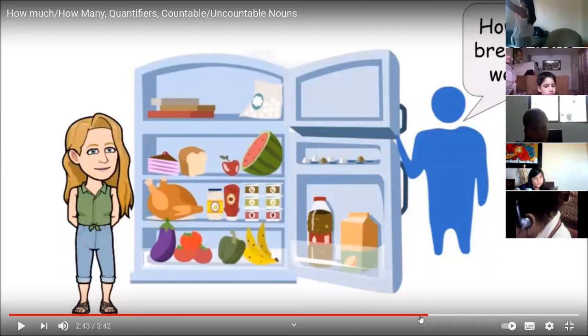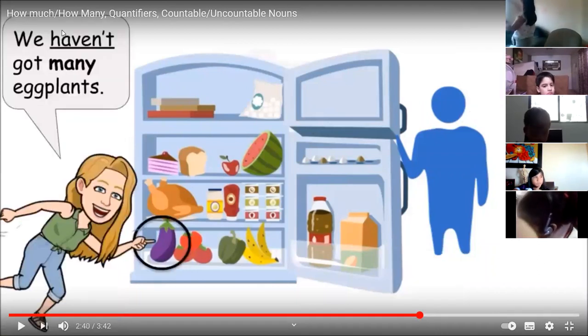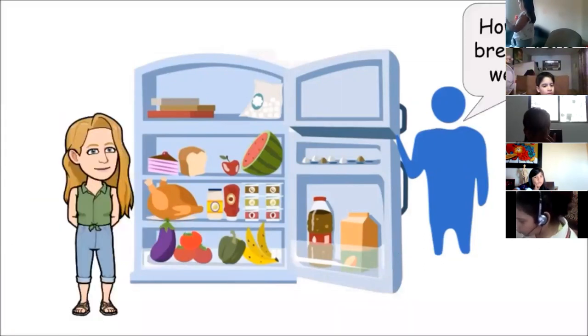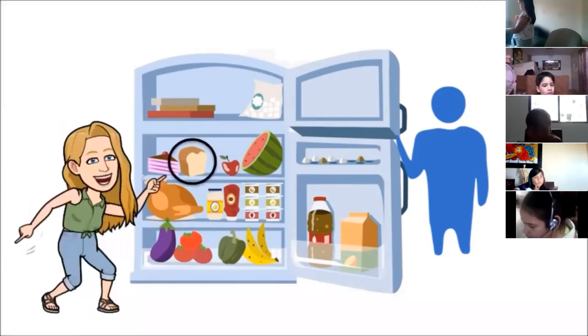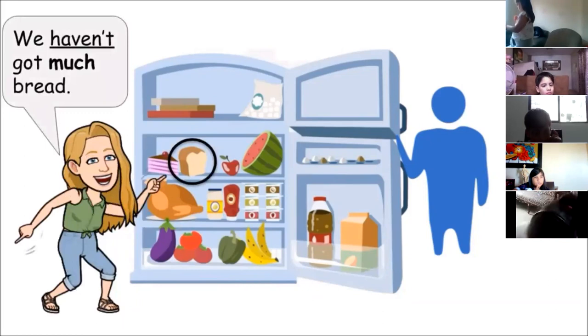We use many also for negative sentences. In this case, we haven't got many eggplants. También lo utilizamos acompañadas de oraciones negativas. En este caso, we haven't got many eggplants. We use many. We haven't got many eggplants. Negative sentence. How much bread have we got? Oof, only half a loaf. We haven't got much bread.